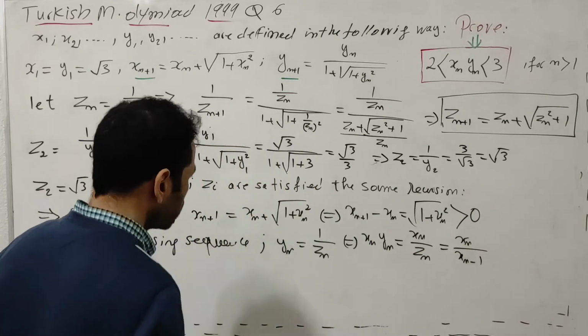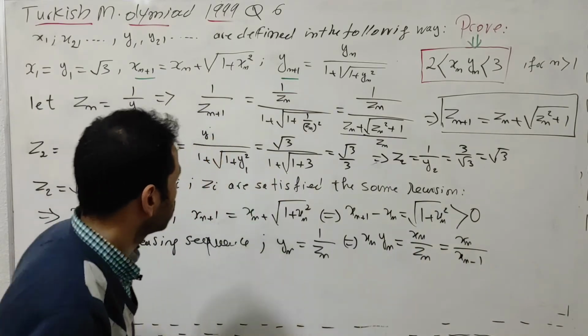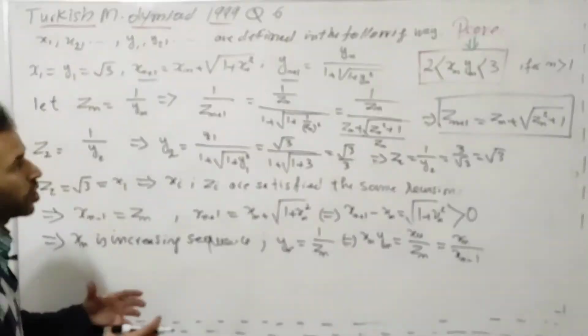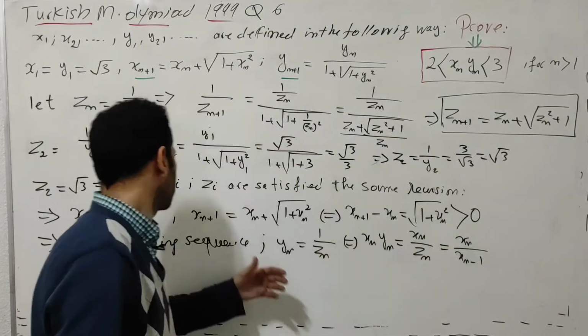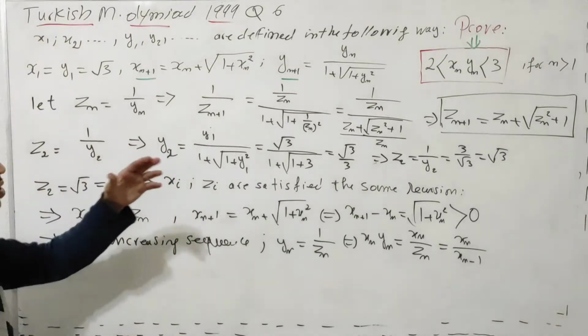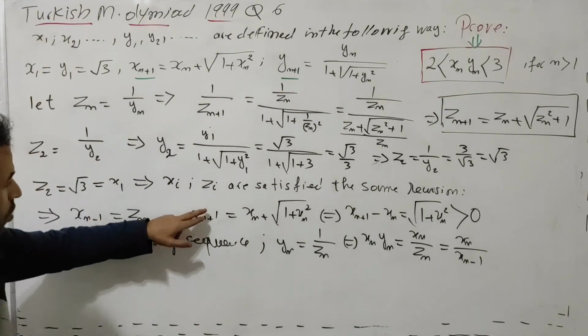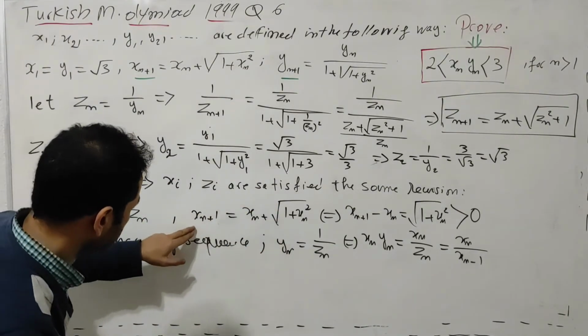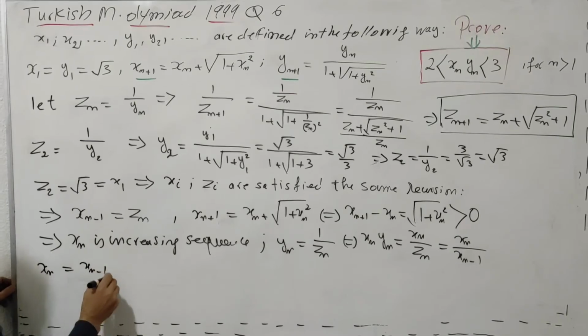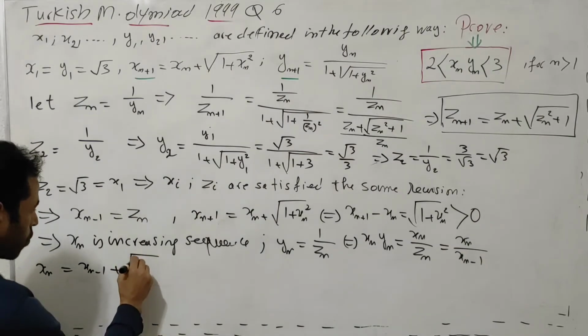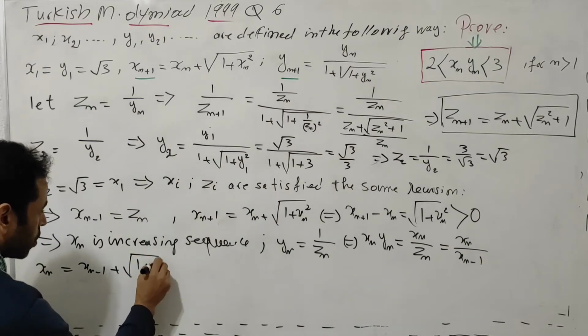Okay? Now I'm going to work out on this one in order to find the relationship between this quotient and number 2 and 3. If you take a look at here, we have this equation. I'm going to put it on this form as well: x sub n equal to x sub n minus 1 plus square root of 1 plus x sub n minus 1 squared.